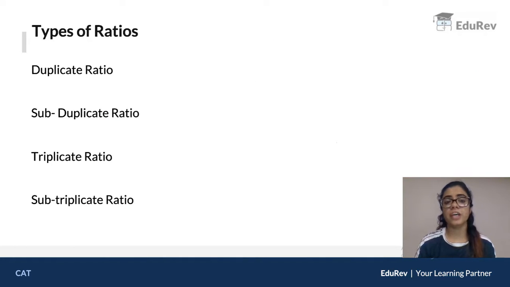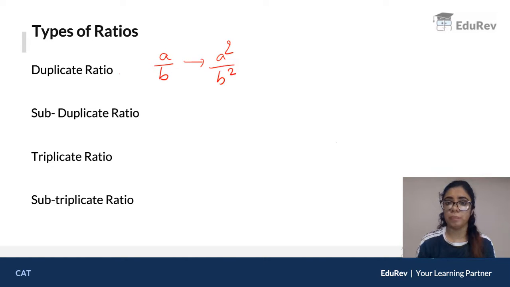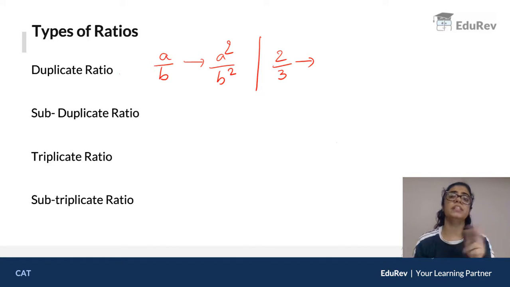There are 4 different types of ratios, which is duplicate, subduplicate, triplicate, subtriplicate. They're very simple. Suppose if I tell you I have a ratio A:B. Okay? What is the duplicate ratio? Duplicate ratio means the squares of those numbers. So that will become A square upon B square. So if my ratio was 2:3, I ask you what is the duplicate ratio? It will be 2 square 4 upon 3 square 9. So this is called as the duplicate ratio.